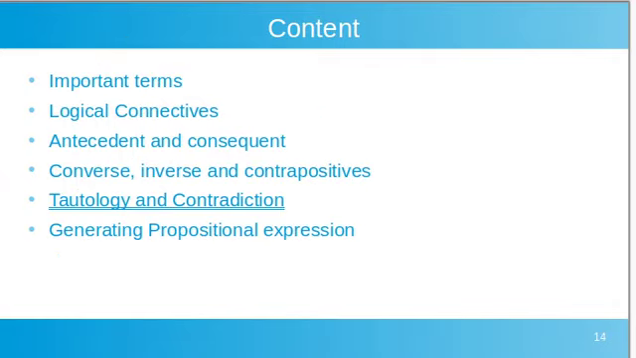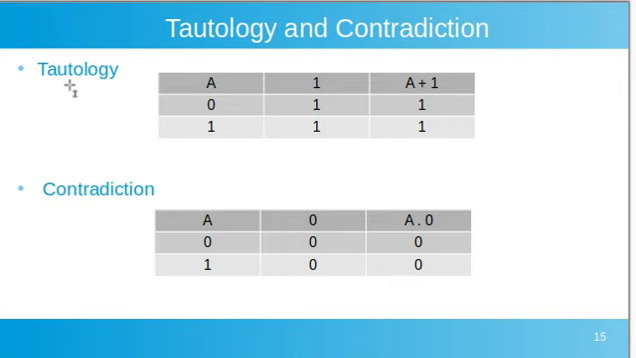Now tautology and contradiction. Tautology is when the output is always one. So here we can see in this truth table one input is A, another input is 1. When we OR the two inputs A and 1, we can see that the output is always 1. So this is a tautology. The contradiction is the opposite of this, that is when the output is always 0. So here A and 0 together will always give the outcome 0. So it is a contradiction.